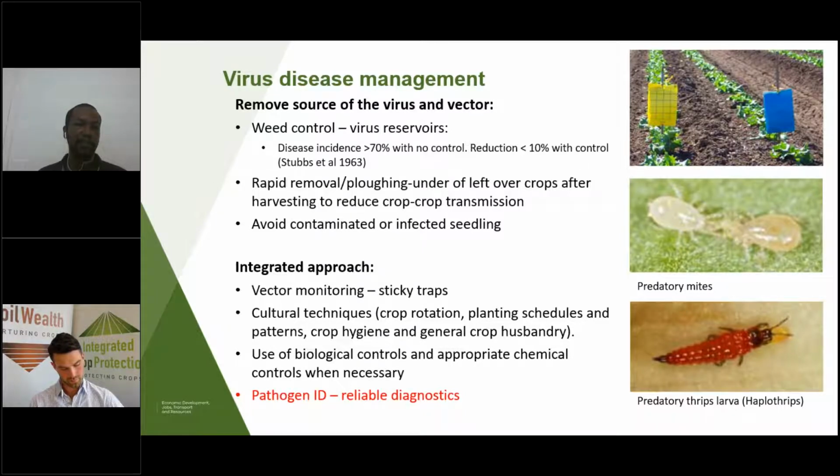And for easier management of viruses, it's critical, first of all, to have reliable diagnostics. You have to know what you're up against before employing some of these management criteria. In most states in Australia, I think all the states, we have diagnostic services offered by state agencies. This is a good tool for growers to use in case they have an unknown disease or something they suspect is a virus or they're not sure what it is.